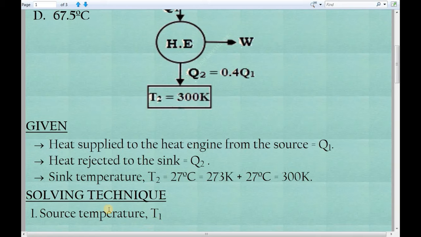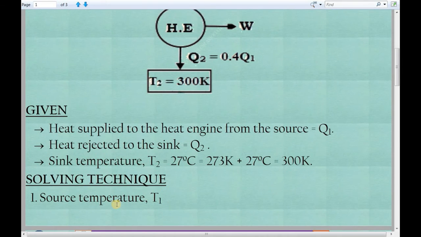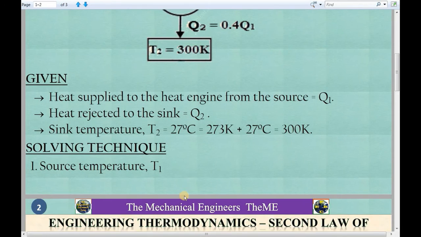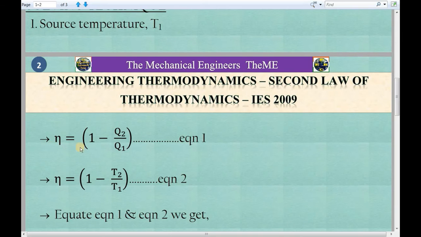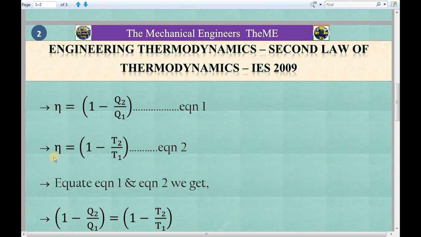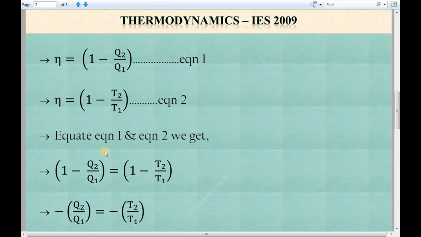Now I will move to the solving technique. For finding the value of T1, we have to use the formulae of efficiency of heat engine. Generally, efficiency of heat engine consists of two formulas. The two formulas are eta is equal to 1 minus Q2 by Q1, and consider this one as equation 1. And the second formula is eta is equal to 1 minus T2 by T1, and consider this one as equation 2. Now equate equation 1 and equation 2.